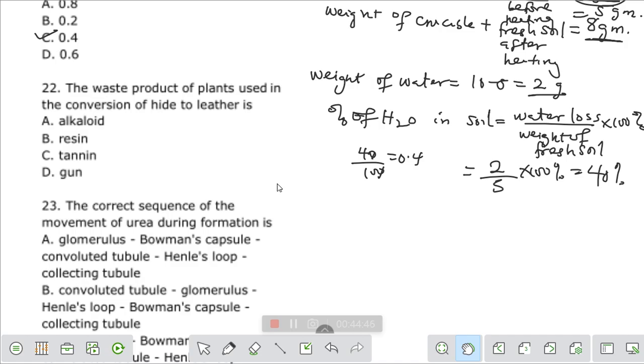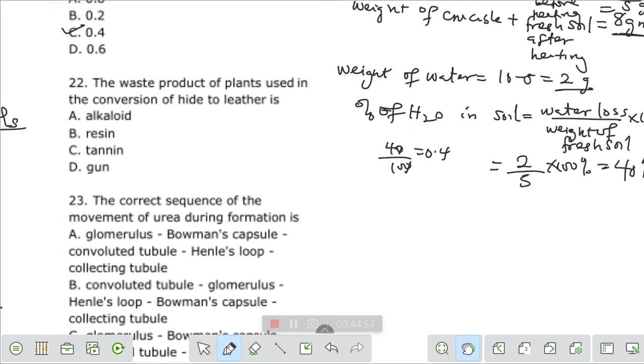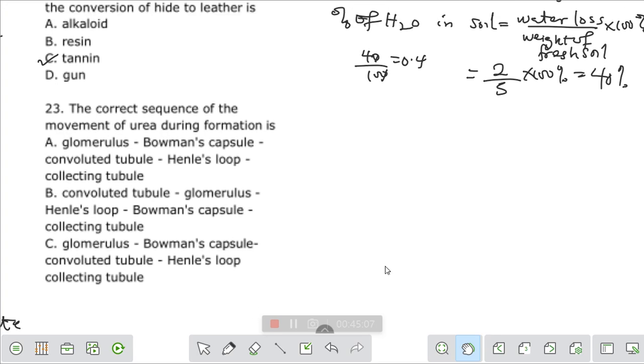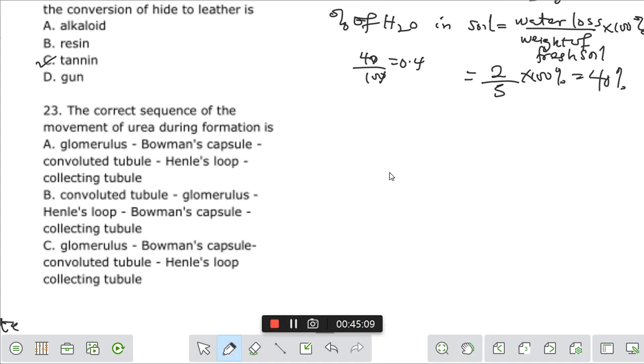So the correct sequence of the movement of urea during formation: how does the formation of urine begin, and where does it start from? That's what the question is asking us. I taught you all these things in the excretory system. I talked about the Bowman's capsule, and the Bowman's capsule will start at this end. So you go like this, you go like this again, and come back. Something like that.